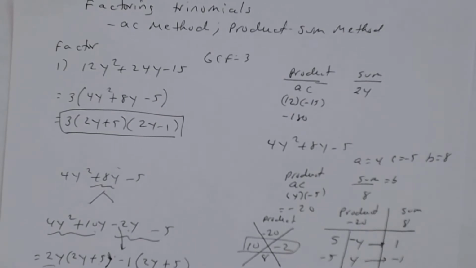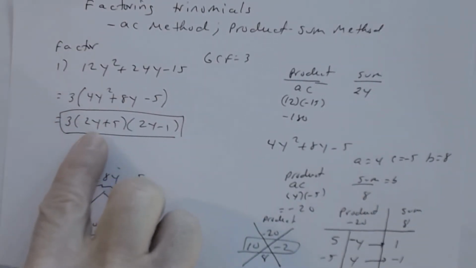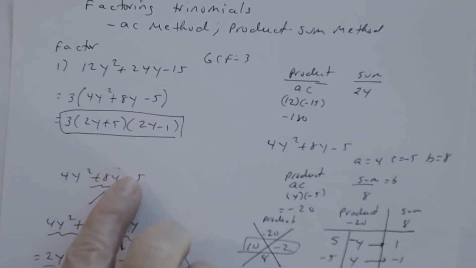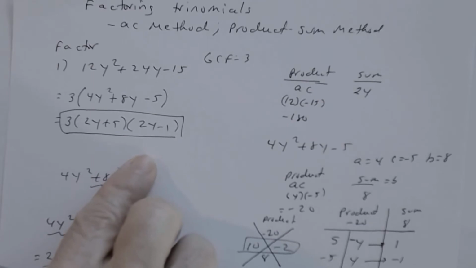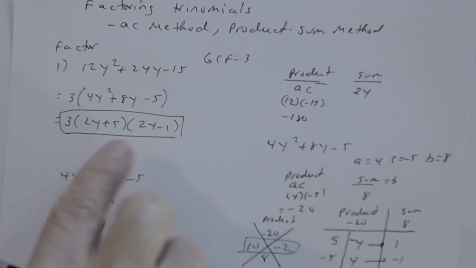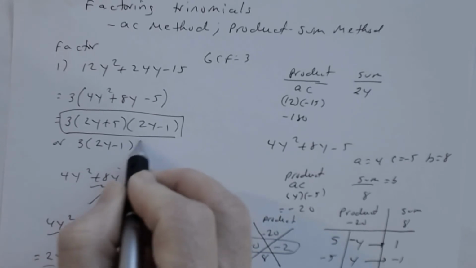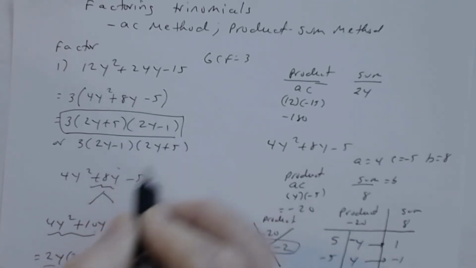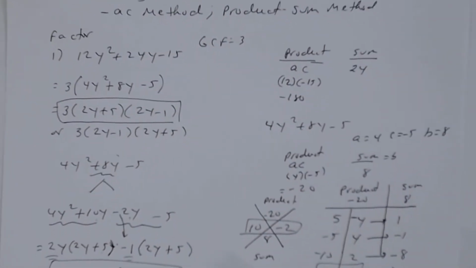Now remember, multiplication is commutative. So you have 3 factors here. 3, 2y plus 5, and 2y minus 1. So there are 3 factors. The order in which you multiply them does not matter, but we prefer to put the monomial first. And then these 2 binomials you can put in any order. So someone else could have said 3 times 2y minus 1 times 2y plus 5. Okay? All right, so that was number 1. Let's look at number 2.